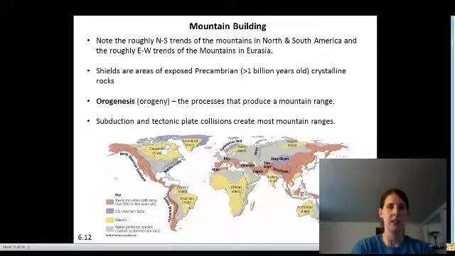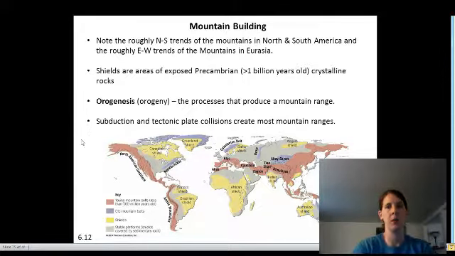We also want to look at these yellow spaces called the shields. These are exposed Precambrian crystalline rocks. These are extremely old, extremely stable rock material. Okay, the Canadian Shield is the one closest to us. There is very little tectonic activity there. It is extremely stable. There's not a whole lot going on.